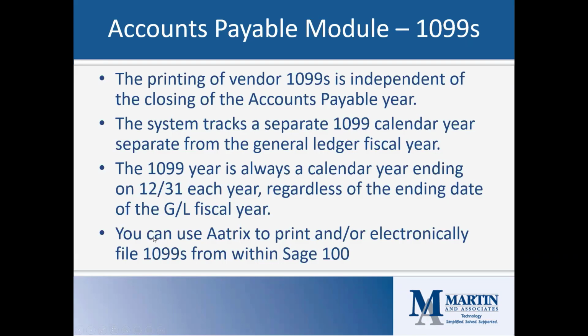When you go to run your 1099s, you can use Aatrix, which is the 1099 W-2 printing software tool that comes with Sage now. You can use Aatrix to print and/or electronically file your 1099s from inside of Sage 100. There are different things you can do between printing them and then you mail them, or you can even have Aatrix do everything from the printing to the electronic filing to the mailing for you. It's kind of like a la carte. You pick and choose what you want.